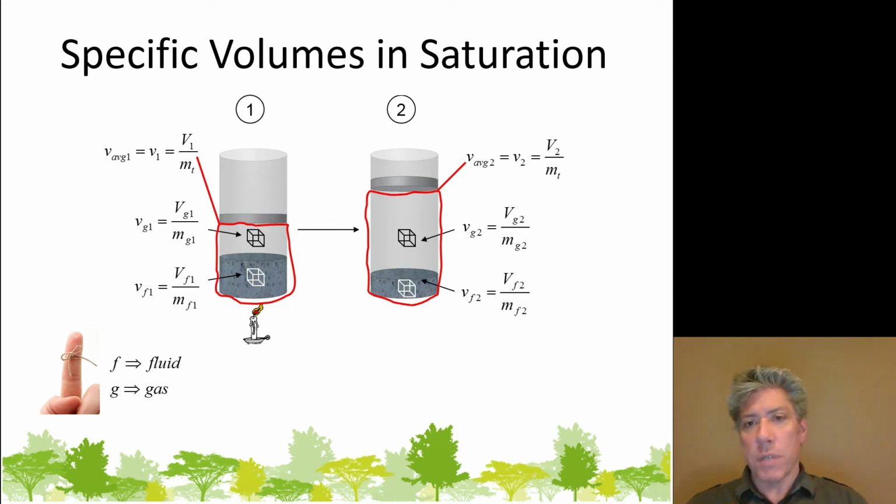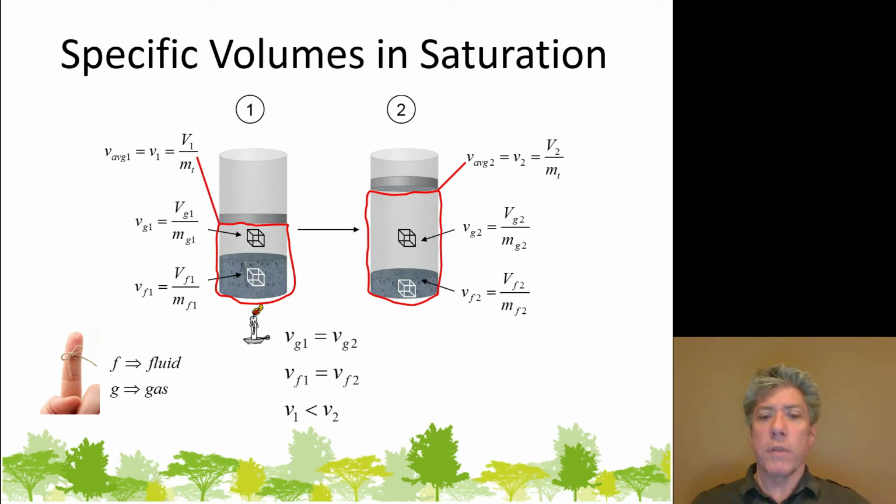The average specific volume in state 1 and state 2 are different, but only because the quantity of vapor and liquid have changed. The properties of the vapor itself haven't changed, and the properties of the liquid itself haven't changed. It's just the amounts of those things that have changed. So mathematically, Vg1 equals Vg2, Vf1 equals Vf2, but V1 will be less than V2. There will be more volume in state 2, and assuming no mass is leaked, for the same mass, the average specific volume will be greater in state 2 than in state 1.